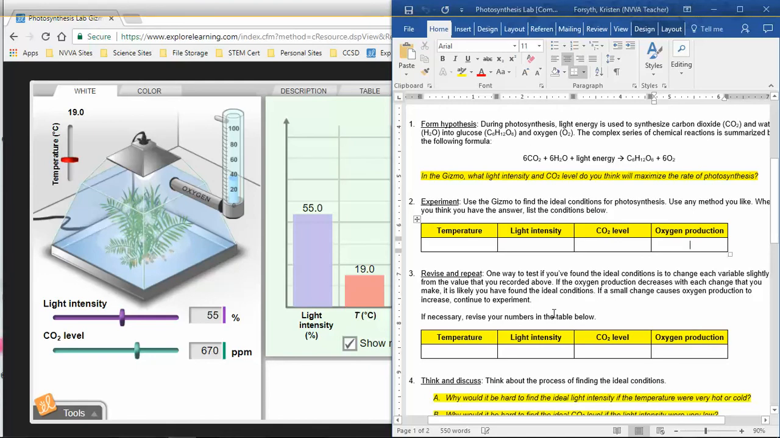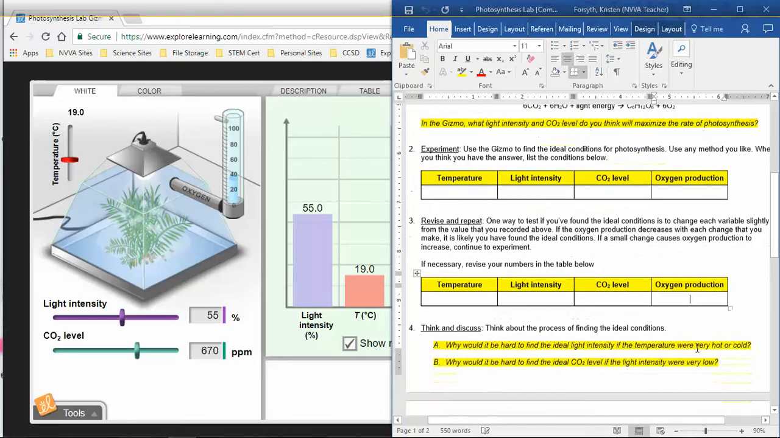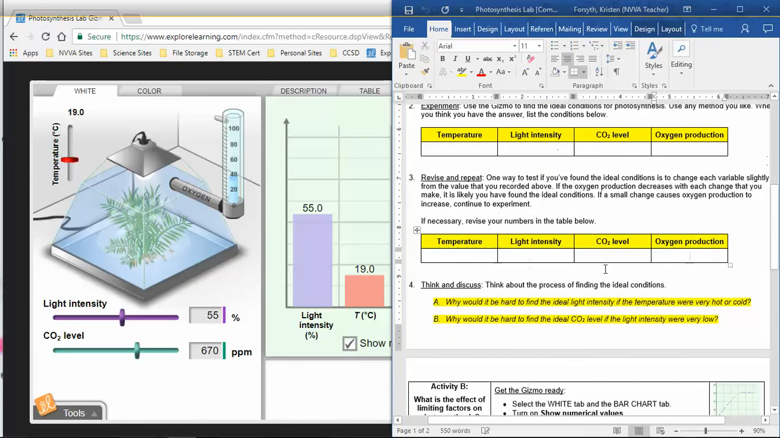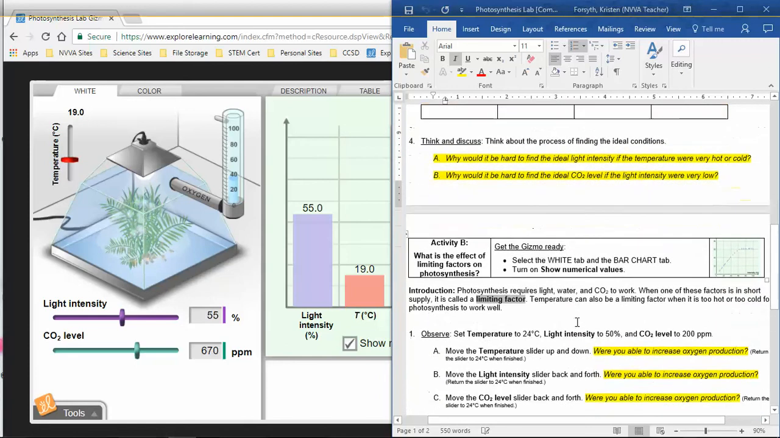However, if you change it a small amount and you see your production of oxygen goes up, you have not found the ideal conditions, because ideal conditions would mean you're producing the maximum amount of oxygen. Okay, so that's what you would put for number 3. Continue to revise it and get your answers in there. And then these questions are just what you think right here. So what do you think is going to affect that? I'm not going to go through answers for that. Again, you just have to write those in your own words and own understanding of that.